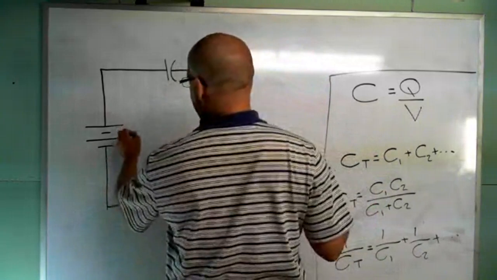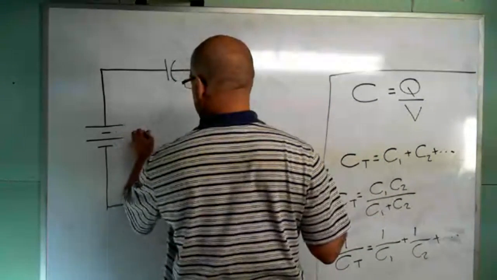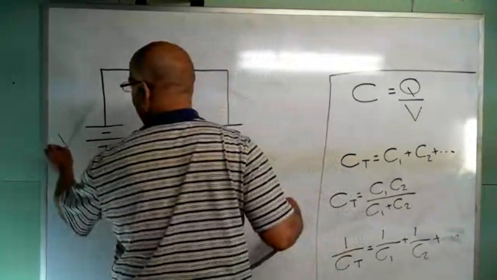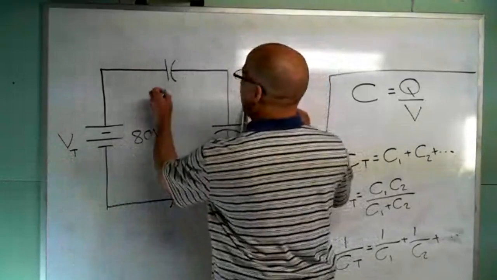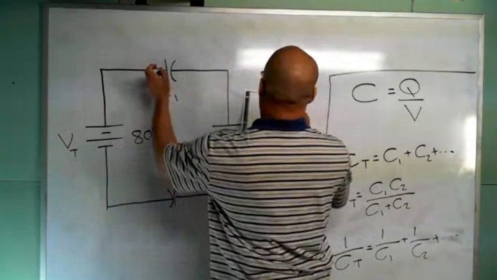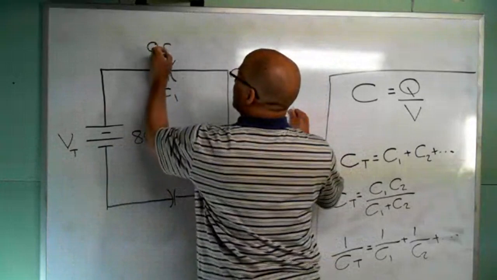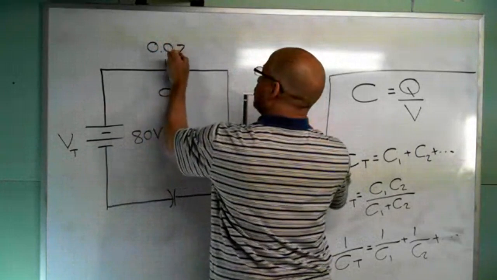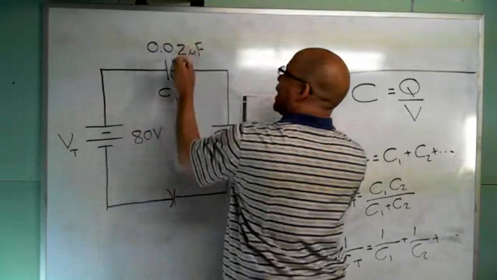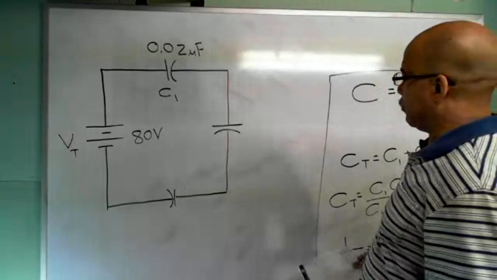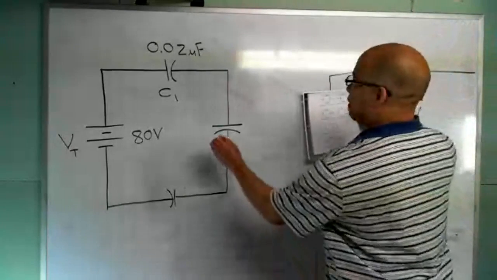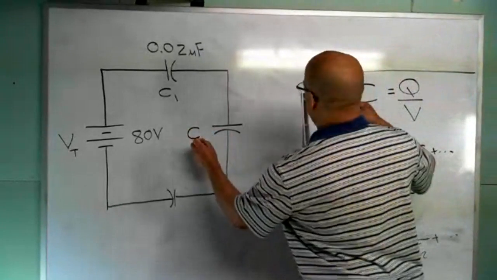All right, so I got 80 volts, and that's my total voltage. I got C1, that's 0.02 microfarad. So you guys write this down, get a sheet of paper and work along with me, please. Draw a circuit out, and this will be a good practice for your homework.